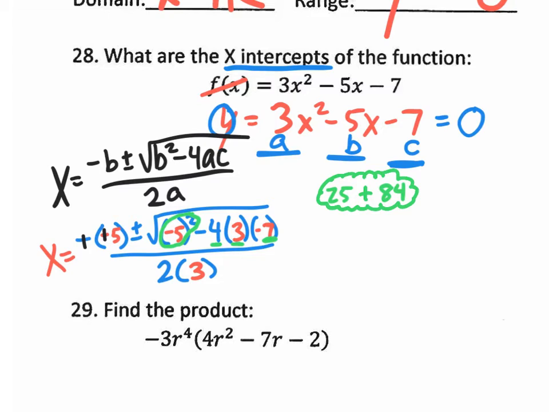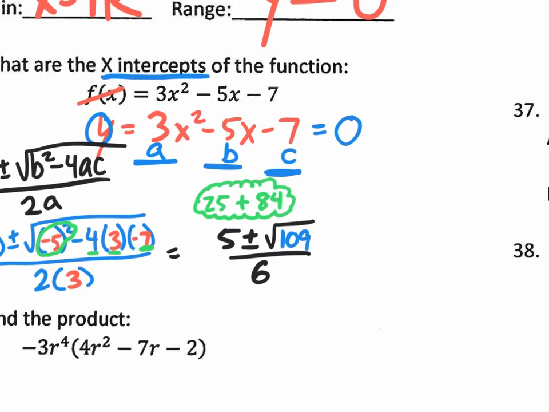109. So ladies and gentlemen, so far we have 5 plus or minus the square root of the discriminant, which is 109, all divided by 2 times a, which is really 6. So is 109 a perfect square number? No, it's not. So I know I'm not going to get 2 nice answers. I might have to just leave it like this. But we need to look at the square root of 109 on the side and see if I could break it down to get a perfect square number with multiplication.